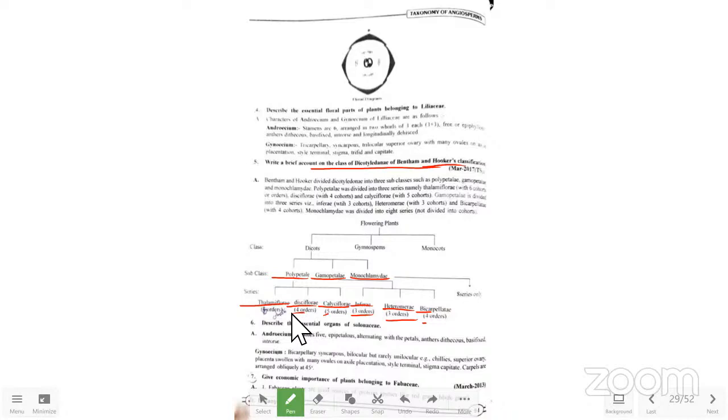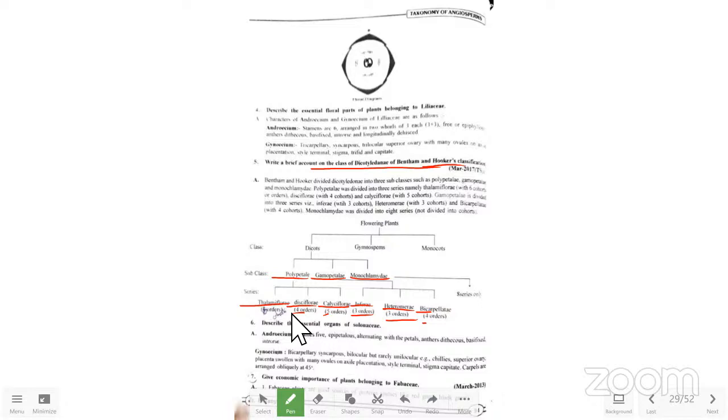And the next subclass, Gamopetalae, is divided into 3 series: Inferae, Heteromerae, and Bicarpellatae. Inferae is having 3 cohorts, the Heteromerae is having 3 cohorts, and the Bicarpellatae is having 4 cohorts. And the last subclass, that is the Monochlamydeae.